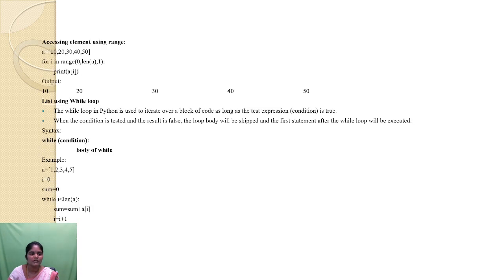Next you have to access the elements using the for range loop. So you are given the list of elements, for I in range of 0 to len of A. Here I included print A of I. Print A of I means you access that particular position, and whatever value is present there will be produced as output. Likewise, the output is 10, 20, 30, 40 and 50.